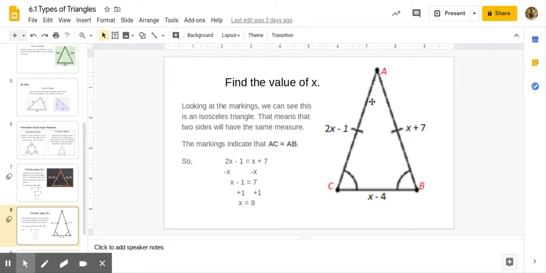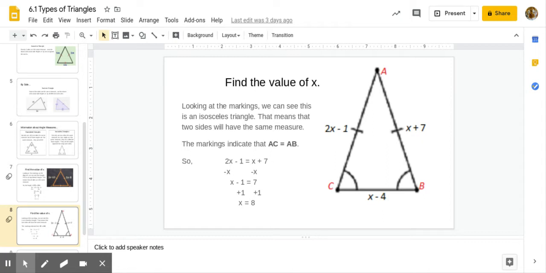So CA or AC, whichever way you want to name it, has to be the same length as AB or BA. Again, it doesn't matter the order you list those in. So I've written here that AC has to be equal to AB. Then I've taken AC's length, which is 2x minus 1, replaced it there on the left side. And then I took the length of AB over here on the right, x plus 7, and replaced it for AB on the right. And then we have our equation, and we solve it.